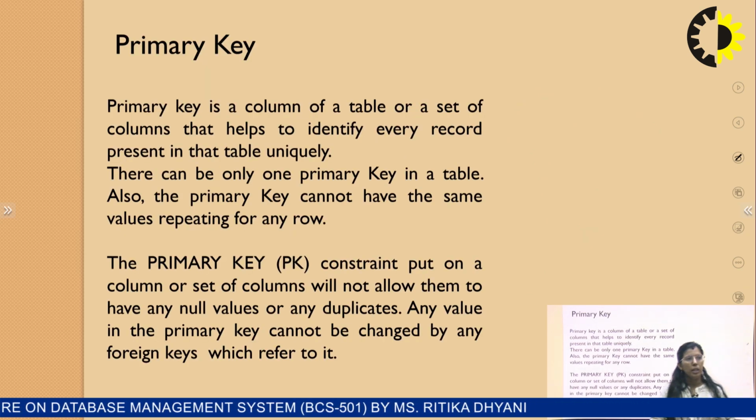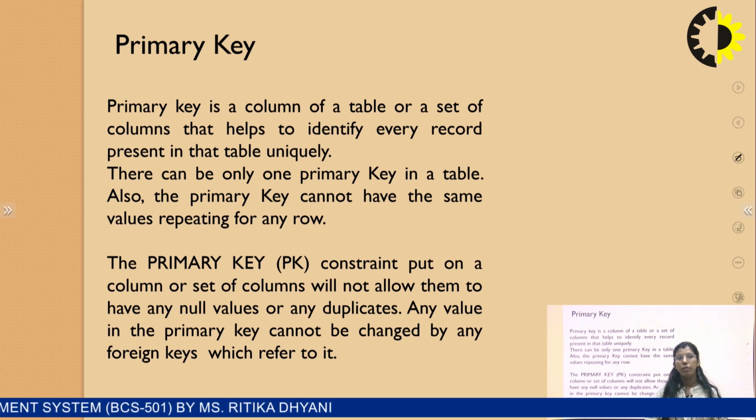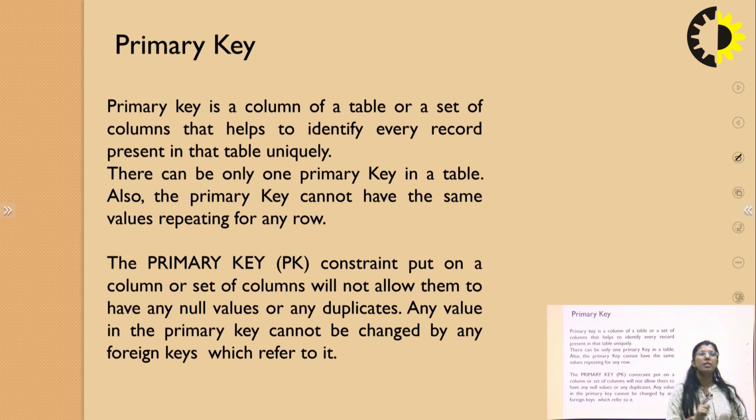Next is your primary key. A primary key is a column of a table or a set of columns that helps to identify every record present in the table uniquely. There can be only one primary key in a table. A primary key cannot have the same values repeating for any row. It means it cannot allow duplicacy.